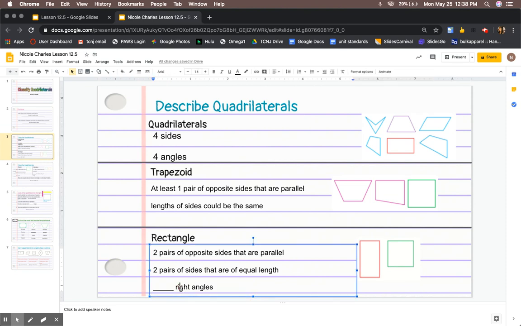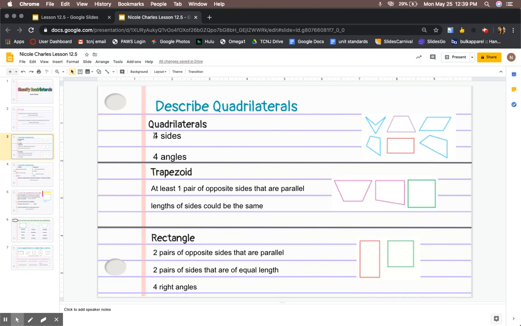Finally, it says how many right angles are in rectangles. So we have to remember what a right angle is, and then we have to look for them in rectangles. Looking at this rectangle, how many right angles do we see? We have 1, 2, 3, and 4. We have 4 right angles. So that's quadrilaterals in general, trapezoids, and rectangles.